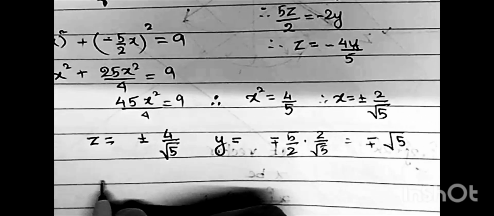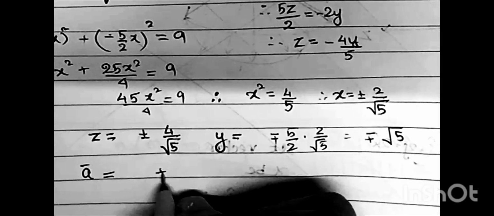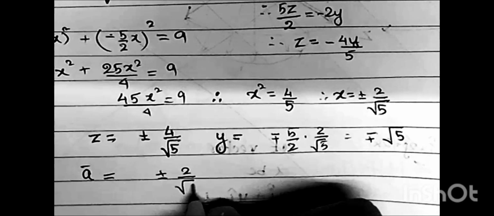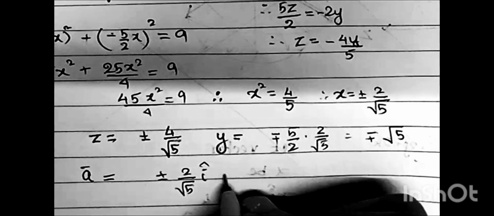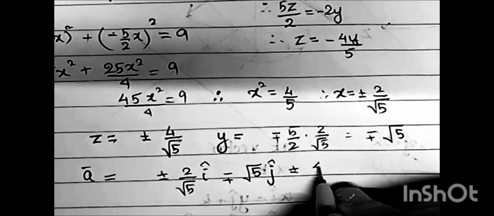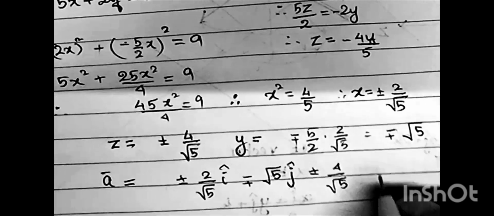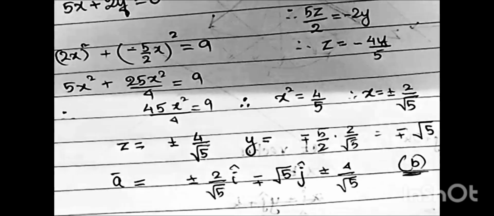So what we now have is that the vector a required should be plus minus 2 by root 5, minus plus root 5, and plus minus 4 by root 5. Where have we got that? It's only and only satisfied in option B. So it should be the correct answer.